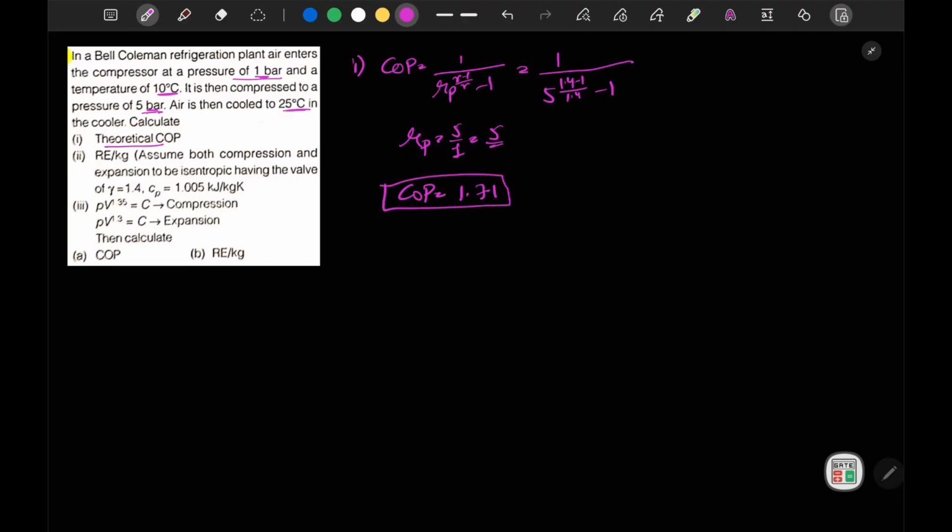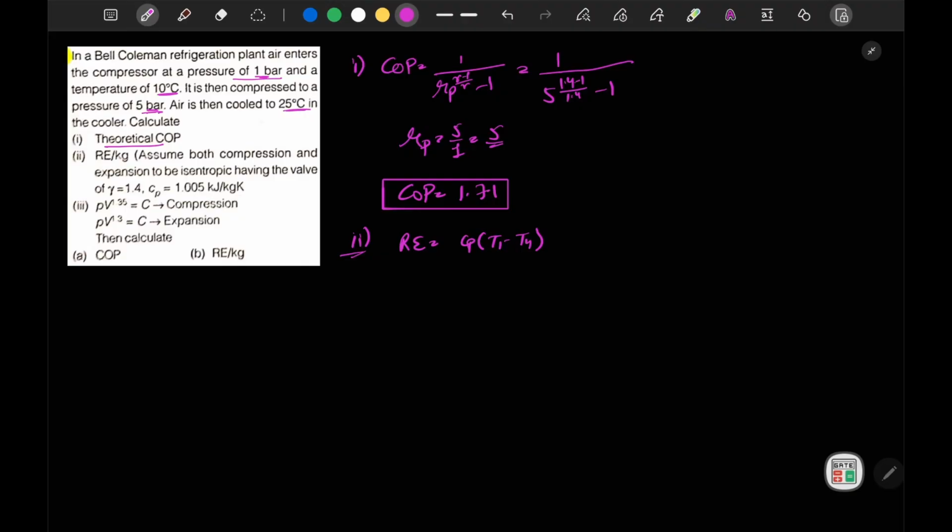Now in the second part it is mentioned that refrigeration effect per kg, assuming both compression and expansion to be isentropic, having values gamma is equal to this and Cp is equal to this. If I have to calculate our refrigeration effect, this will be Cp times T1 minus T4. I will need the value of T1 and T4.